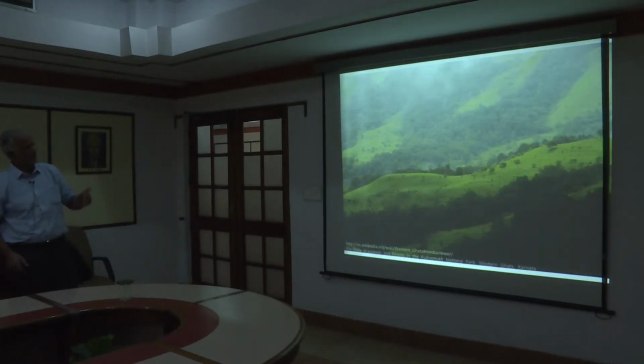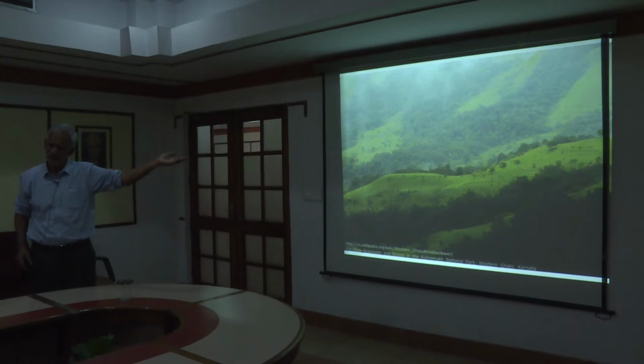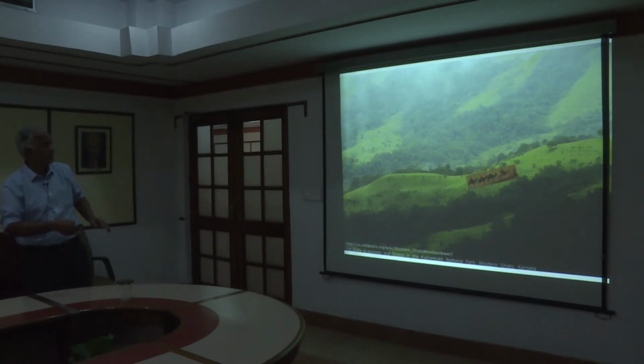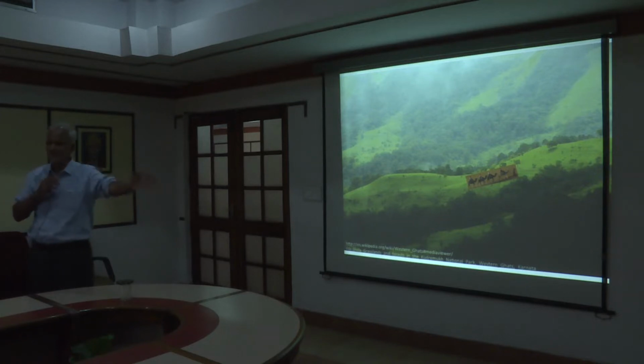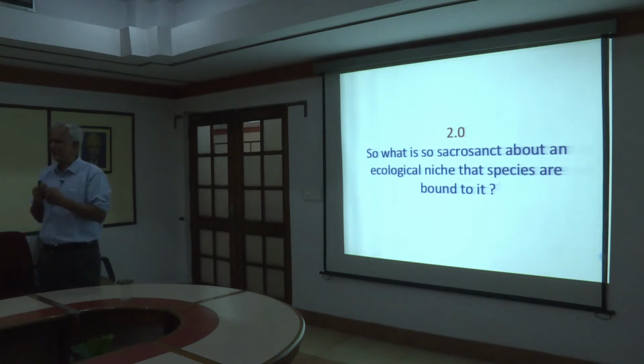Now, can I expect a camel in, let us say, a wet evergreen tropical forest? If I have understood from the previous slide that the desert is the ecological niche of a camel, can I or not? I can't, unless I do a trick of putting such a figure on that, isn't it? In an evolutionary context, I can't expect a camel in its nativity to be distributed in one breath in the desert and in the next breath in the wet evergreen forest. Are you with me on this one? So what is so sacrosanct about an ecological niche that species are bound to it, and if you dislodge that species from it, the species is going to be in a state of disequilibrium? This is the question we are trying to address here.